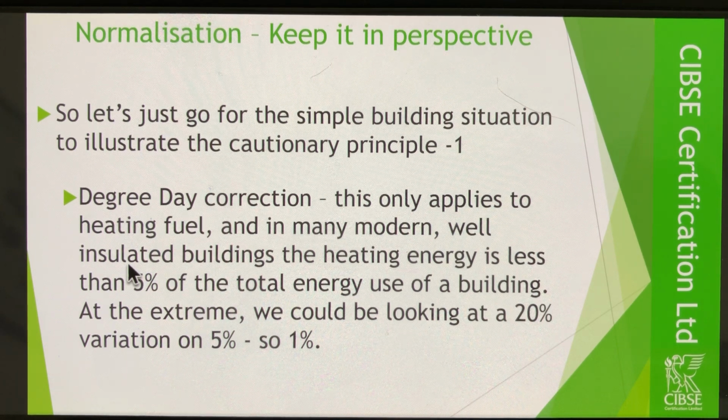In some buildings, many modern buildings that are very well insulated, heating energy is less than 5% of the total energy use of the building. So even in an extreme year where there's been a big change in the weather conditions, it could be 20% extreme, but only of 5% of your energy use. So a 1% variation overall. It's starting to be not so significant and not influencing your decision making too much, and you may not want to worry about it. Say if it was a 10% swing year, that would be 0.5%, 5% swing year, even less.